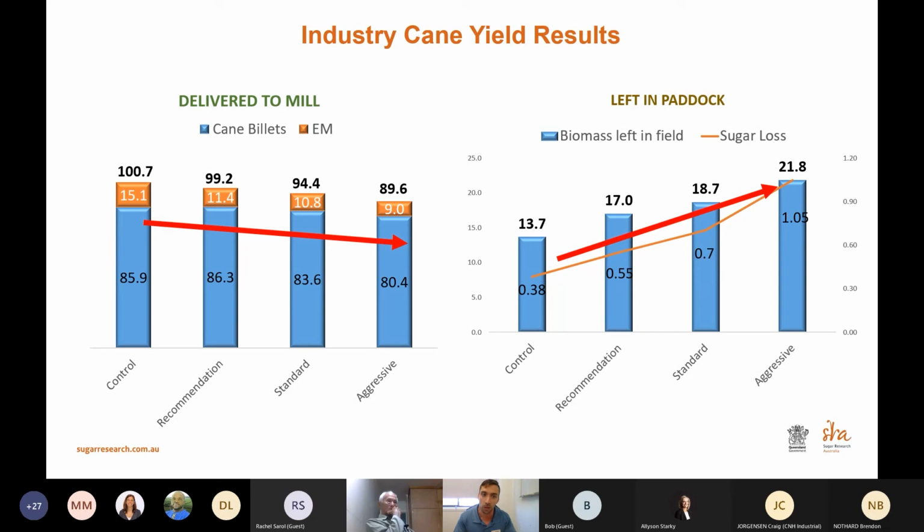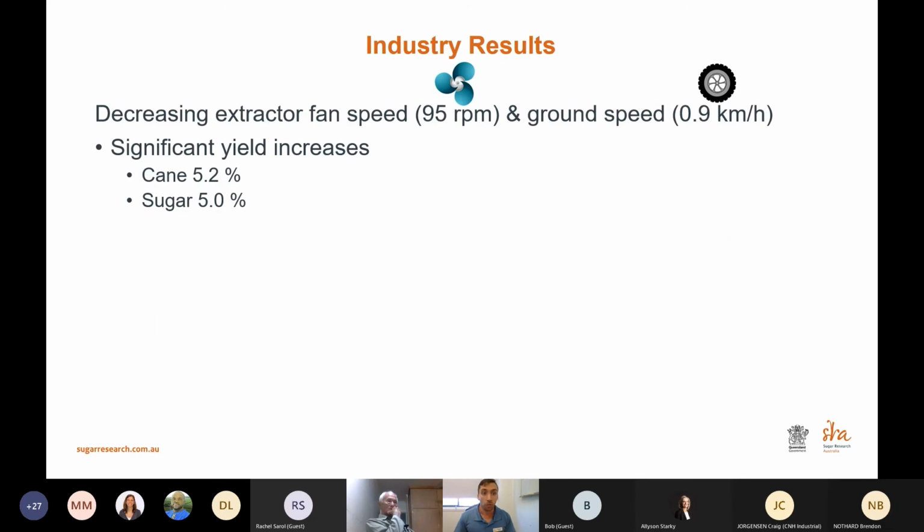We definitely don't want to be on the bottom end of the scale of that control treatment because A, that's not economically viable at all. And B, if you significantly reduce CCS, you will significantly reduce tonnes of sugar per hectare. But then we don't want to be on the upper end of the scale either. So what the results showed was that decreasing fan speed and ground speed for the Australian sugar industry showed an increase in cane yield by 5.2%, an increase in sugar by 5%.